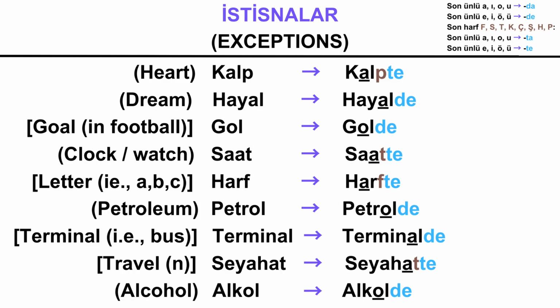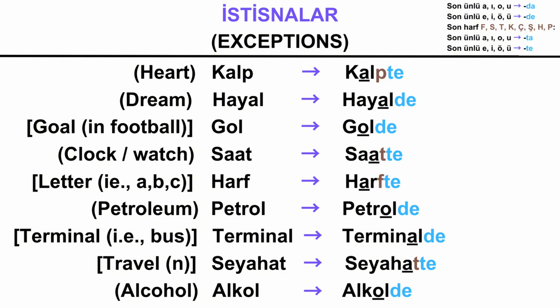And last but not least, alkol. It is not alcohol, but alkol. We soften the O. That's why we will treat it as a front vowel instead of a back vowel. We will treat it as ince ünlü rather than kalın ünlü, and it will become de. Alkolde instead of da.